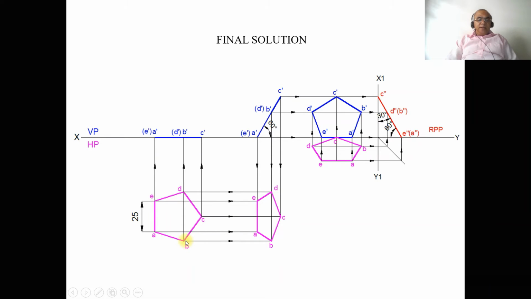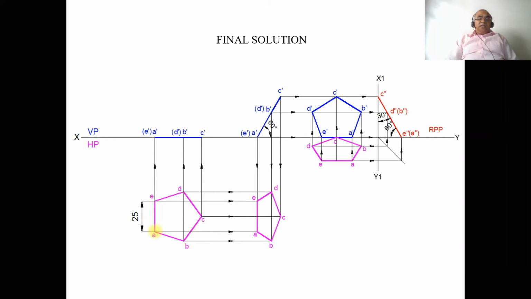Similarly with the same radius with B as center, draw an arc here. Similarly with D as center, cut an arc on the previously drawn arc, and you mark this point as C. Then join A to B, B to C, C to D, D to E and E to A with a dotted line.